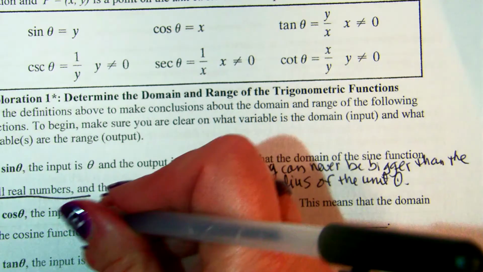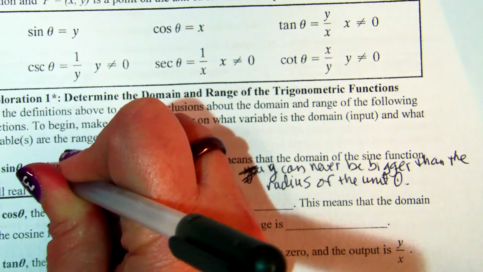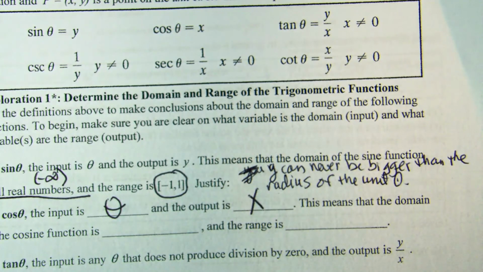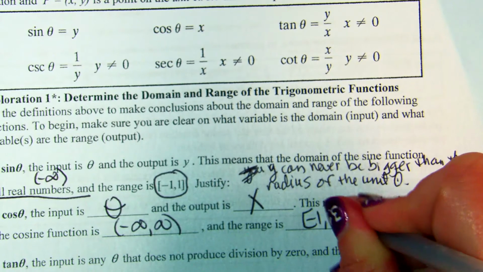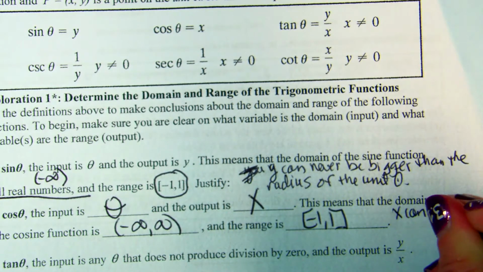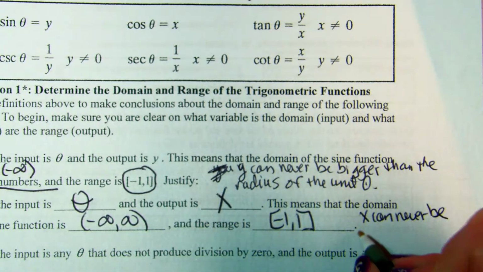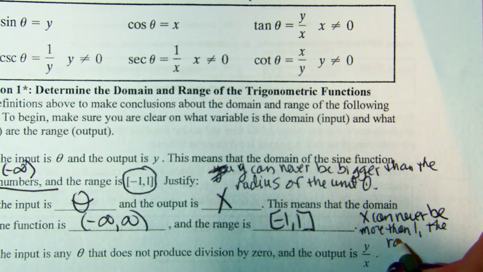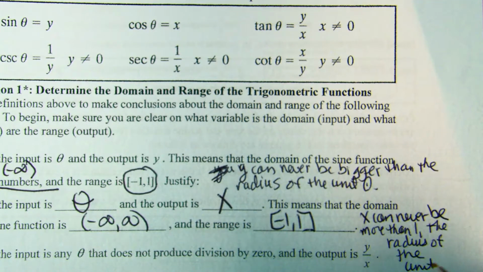For cosine, the input is theta, so this is all real numbers, and the output is x. So it's the same thing as sine: the domain is all real numbers and the range is between -1 and 1. X can never be more than 1, the radius of the unit circle.